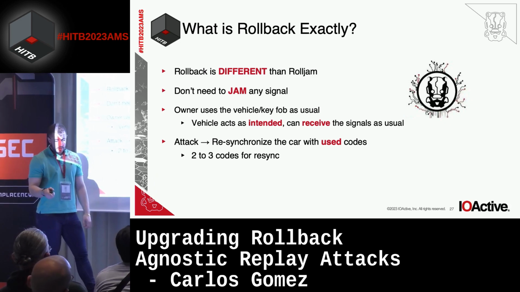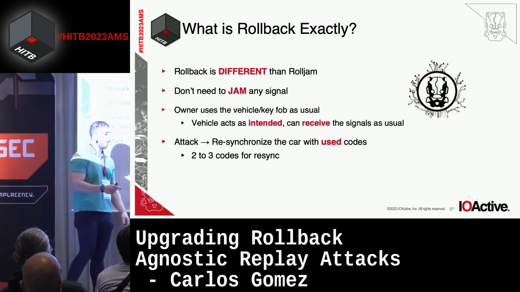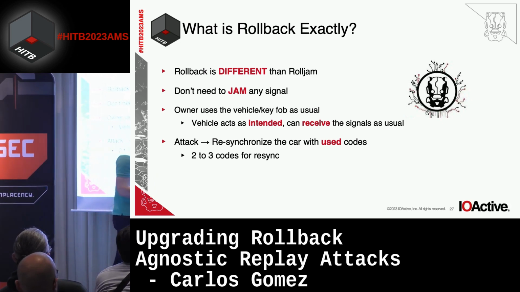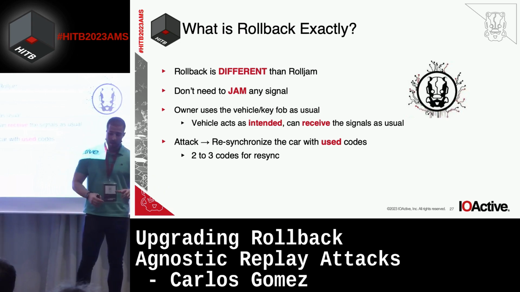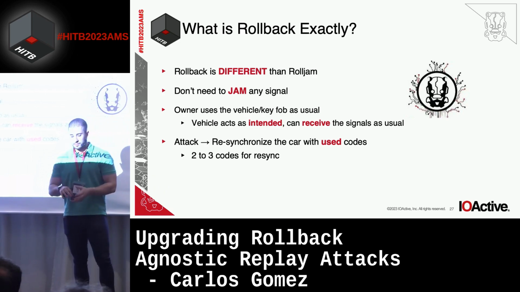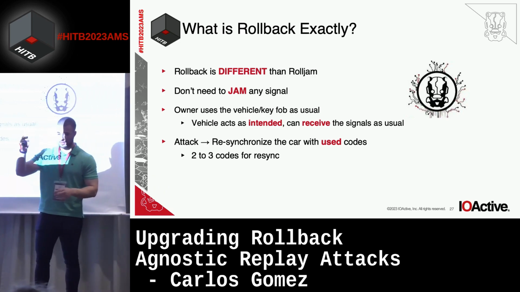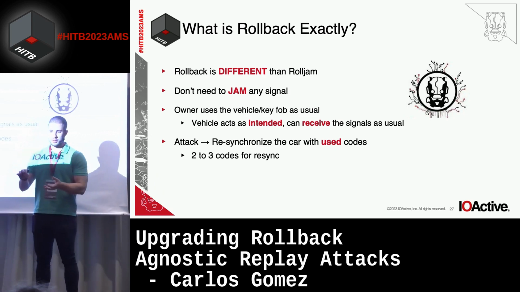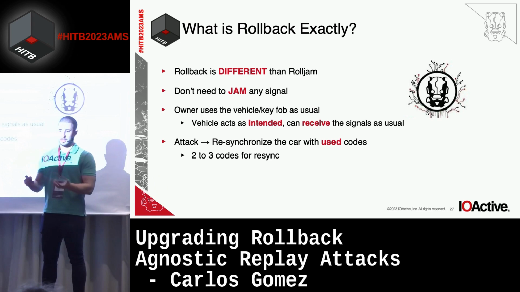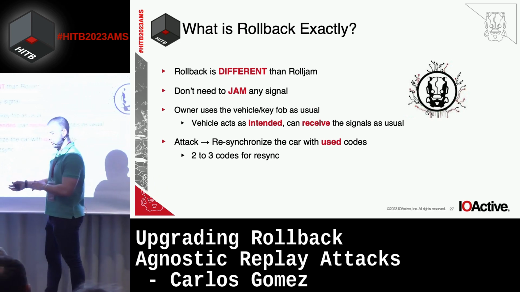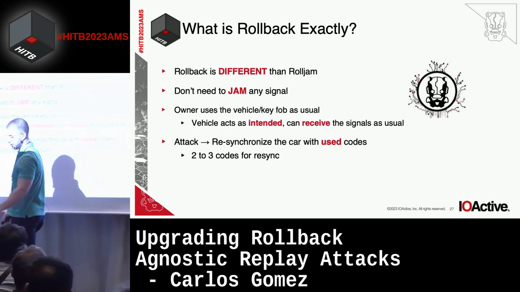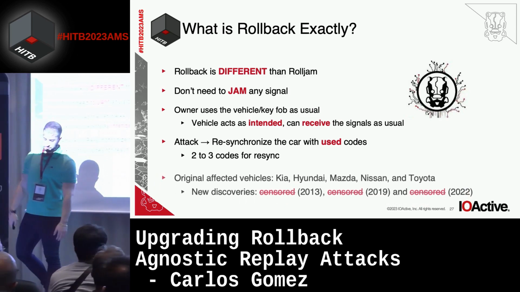It's really powerful because if you find a sequence of three valid codes to resynchronize the internal clock of the vehicle, and you do this in June, you can go in December, replay the same three codes, and the car is still going to open. So this is the agnostic part of the attack, and the power of this attack, like Rolljam.